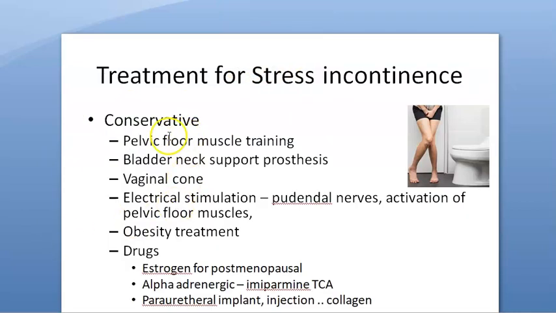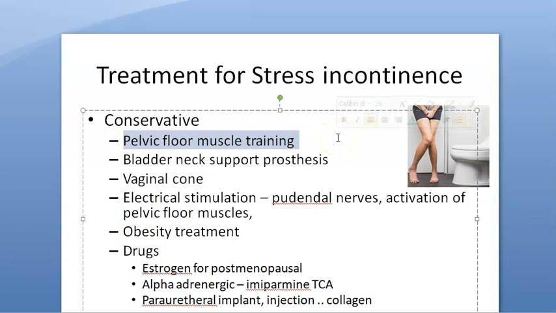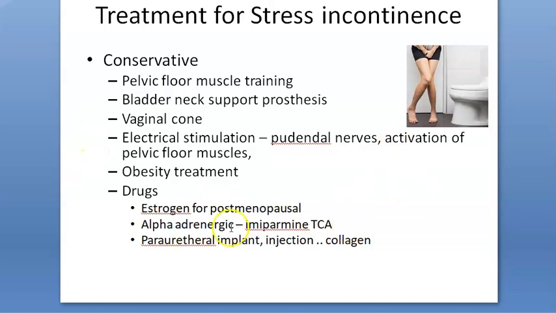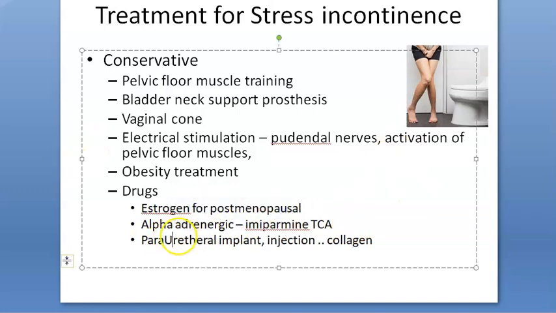How will you treat stress incontinence? You'll have to do some pelvic floor muscle training, Kegel exercises. Then bladder neck support prosthesis if required, vaginal cone, electrical stimulation of the nerves which help in the continence. Obesity, if it's there, you can treat. Then you can give estrogen for postmenopausal women. Then you can give imipramine, the same thing they give for nocturnal enuresis, but imipramine is not used there anymore. And then para-urethral implant injection. Collagen they will put into the urethra so that it will close a little, so that it doesn't open up and pee. So these are the treatments for stress incontinence.